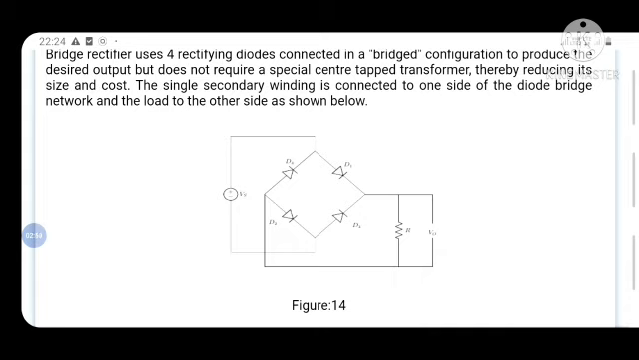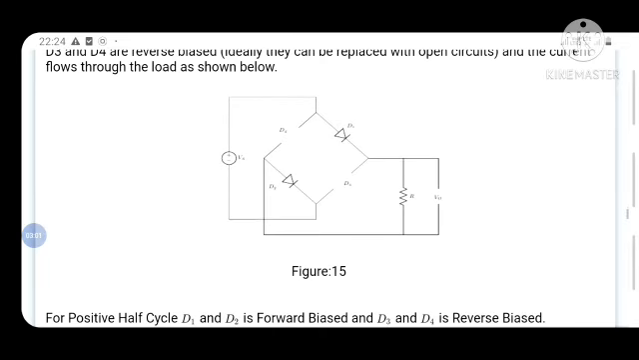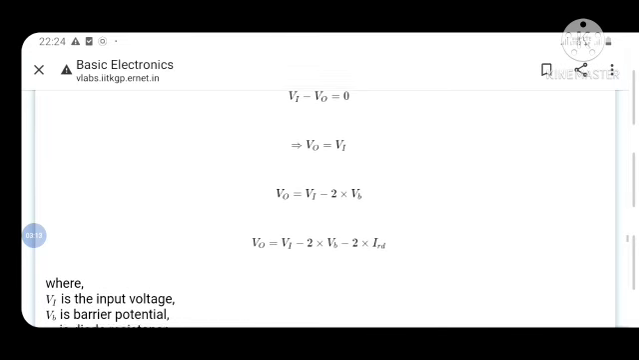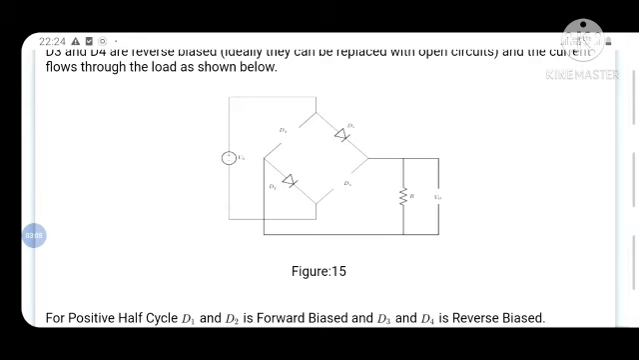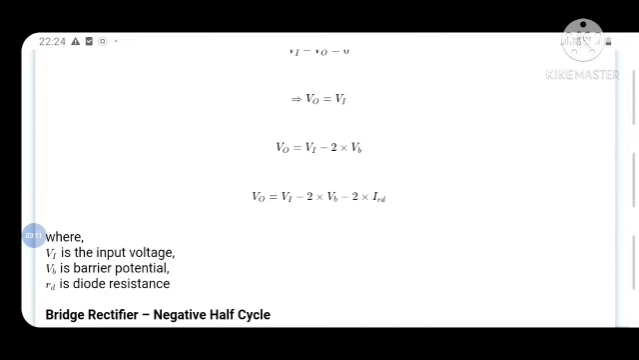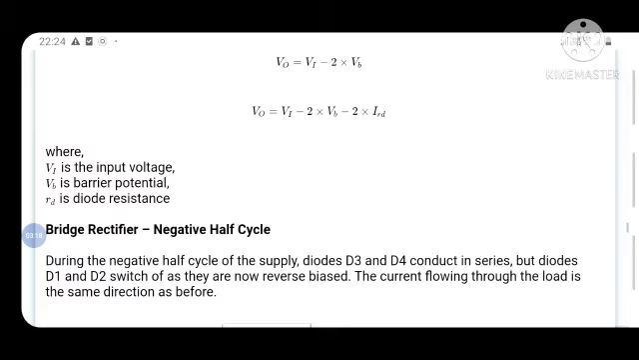You can see the circuit diagram of a bridge rectifier, which I have already shown you in the theoretical part. I hope you understood the theory behind. You can see here the operation during the positive half cycle. D1 and D3 are operating. You can see the equations. VO is the output voltage. VI is the input voltage. As I told you, the output voltage will be the replica of the input voltage.